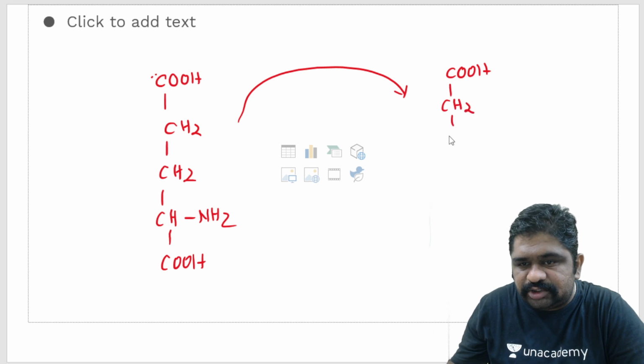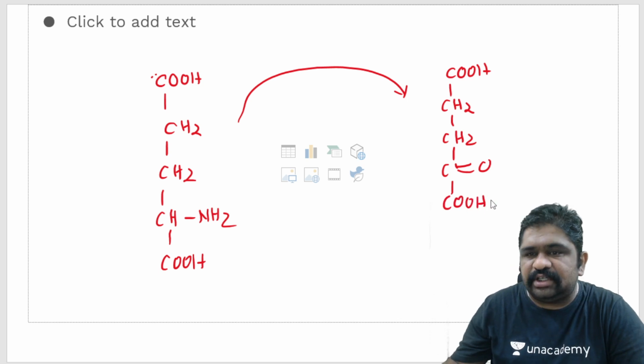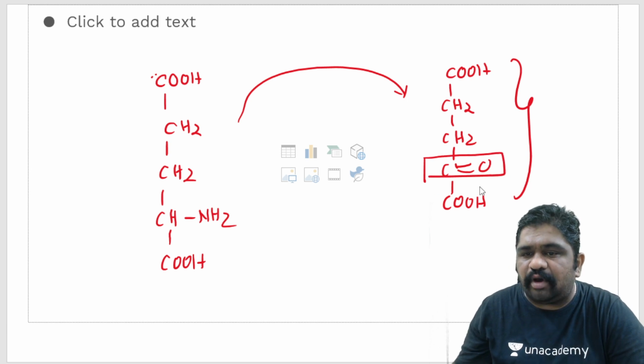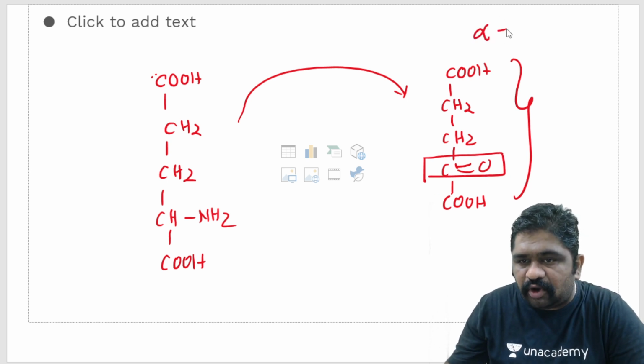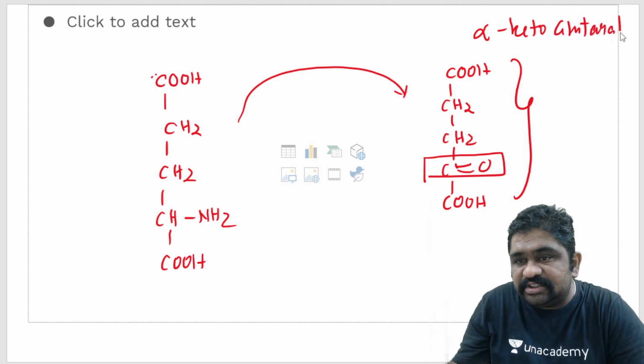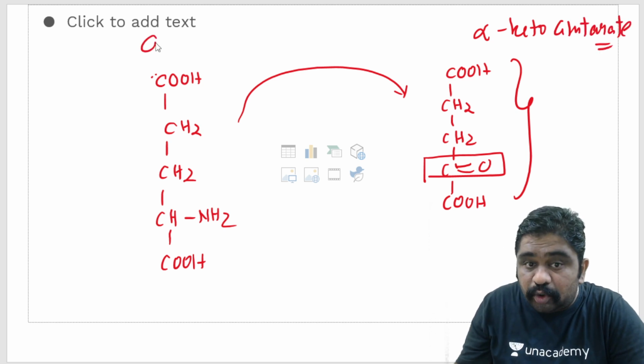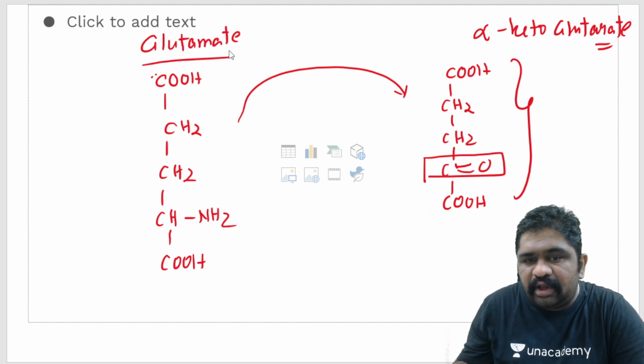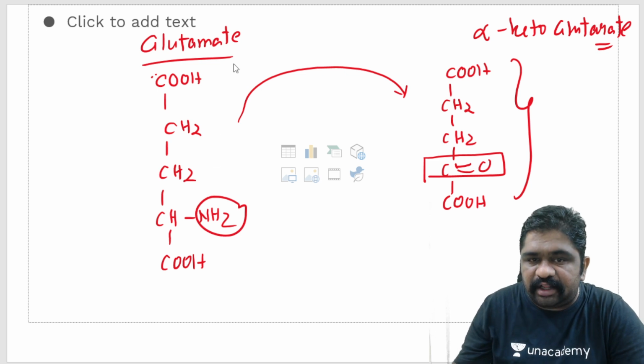COOH, CH2, CH2, C double bond O, COOH. This whole thing is glutaric acid, where you have in the alpha position a keto group. This is called alpha ketoglutarate. This is glutarate. This is glutamate. Glutamate contains an amino group, so NH2 is present in the glutamate.